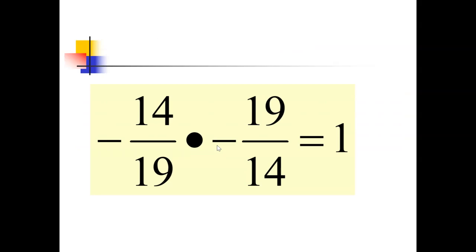Here we go again. Negative 14 over 19 times negative 19 over 14 equals 1. I have a fraction and I'm multiplying by the reciprocal, meaning I have flipped the fraction to get 1. This is an example of inverse property. When you have a number, you multiply by the reciprocal to get the 1. This is an example of inverse.